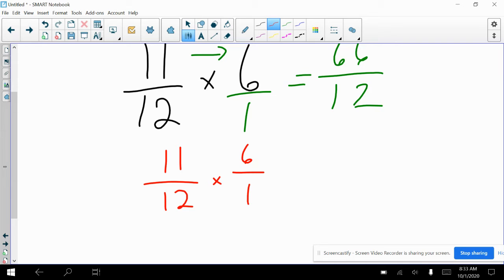Here's what I'd like you to do next. Because 66 divided by 12, that's kind of big, because now you got to know your facts and how many 12s go into 66. And guess what happens? More problems arise because we don't know our big facts.